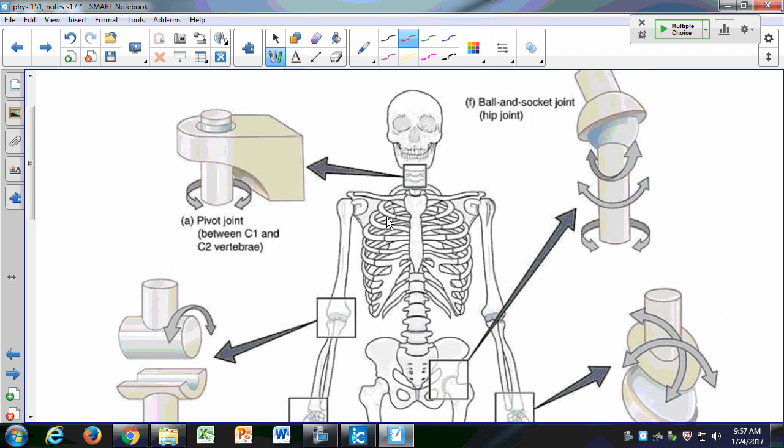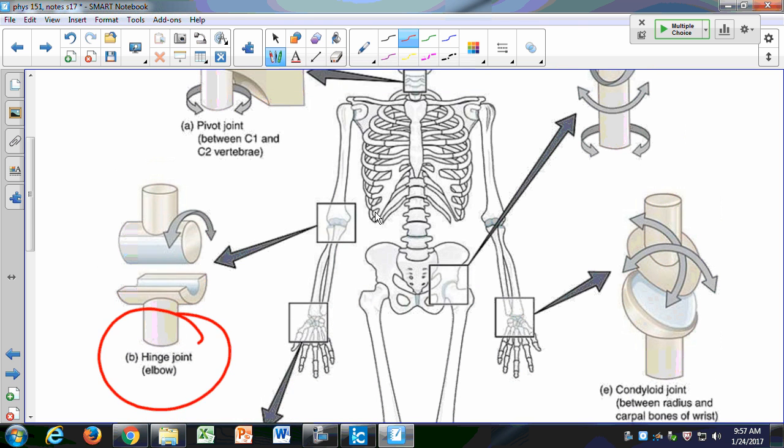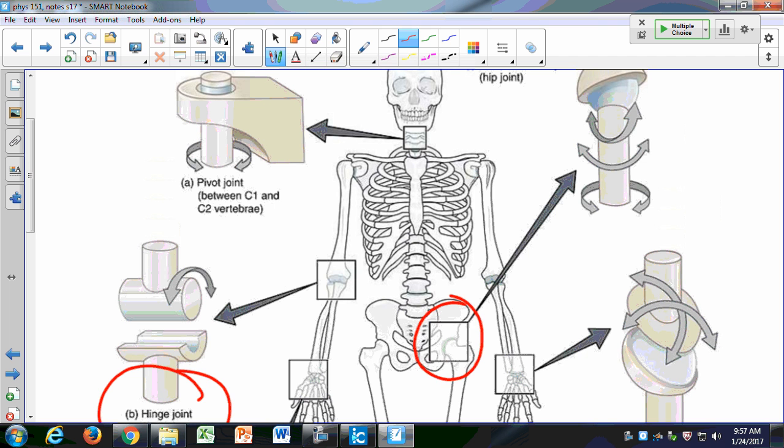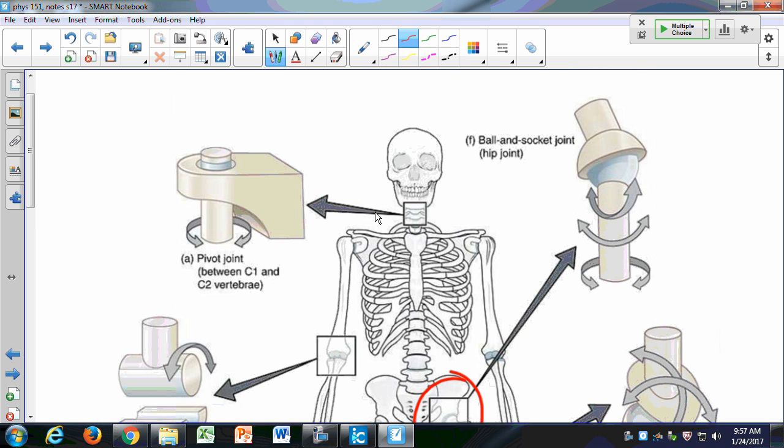Mainly, we're going to be concerned with the hinge joints, like on the elbow and in the leg, right here. Our ball and socket joints are also fairly important because, gosh, look at the range of motion that you get on the ball and socket joint. You get a range of motion in all three directions, like in all the X, Y, and Z directions. So that allows for a lot of flexibility in how we move.